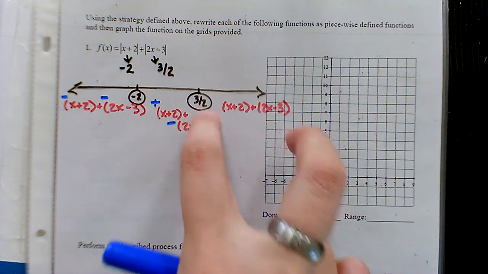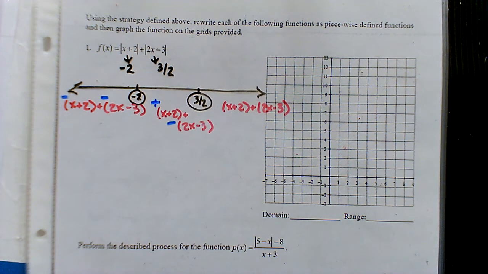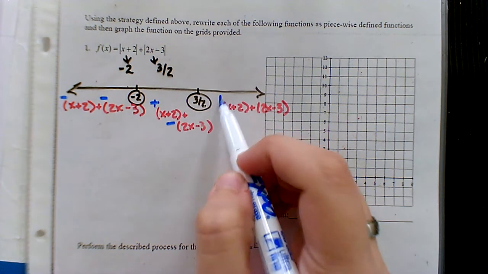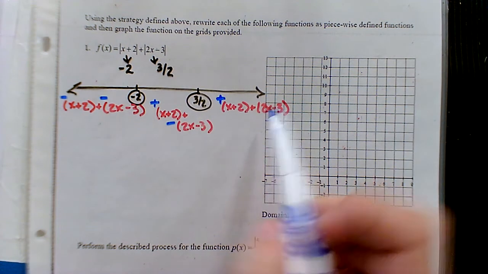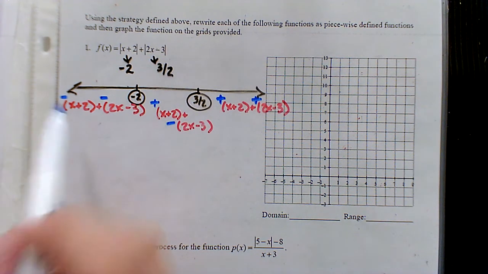Okay, the last interval, something between 3/2 and infinity. 2. All right. 2 plus 2 is positive. 2 times 2 minus 3, positive. All right. So now that we know how each parenthesis grouping is in terms of its sign, we're going to distribute in all of those signs and simplify to get our equations for the piecewise function.